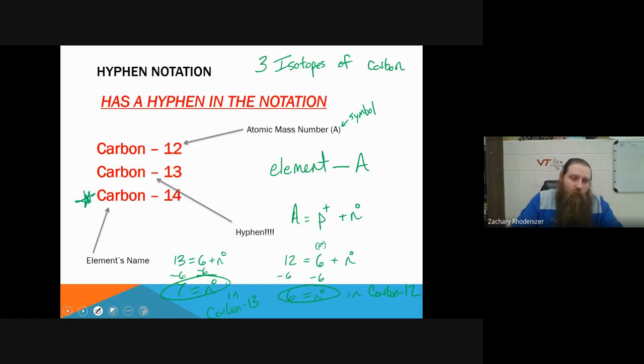Now, carbon 14 is radioactive. And when they do radiocarbon dating, they use carbon 14.